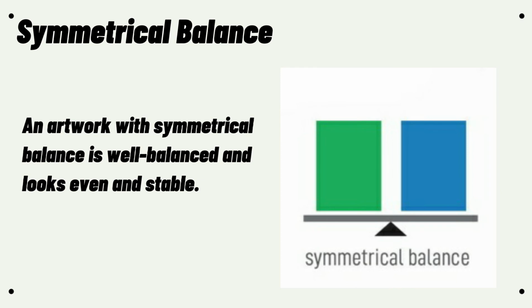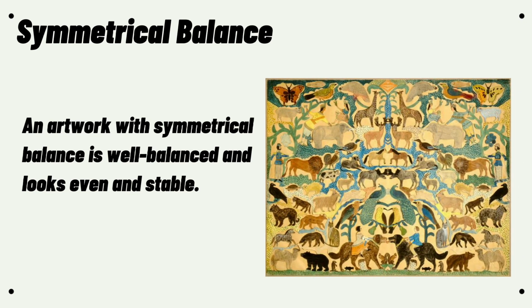Symmetrical balance is well balanced and looks even and stable. When one side of an artwork mirrors the other, it has absolute symmetry. When the symmetrical balance is not exact, it is called bilateral symmetry. In this example, each animal on the left has its equal counterpart on the right. The colors are not exact, but it is still considered symmetrical balance.